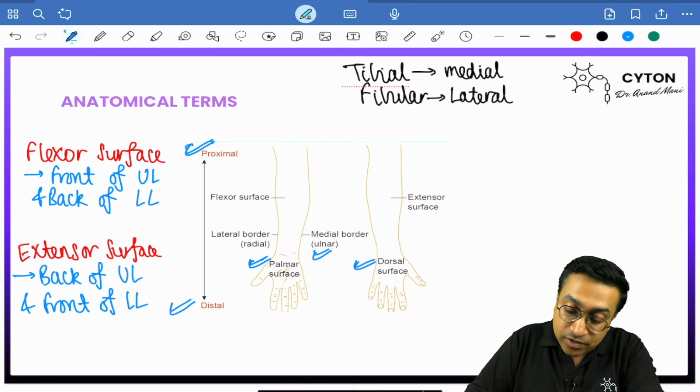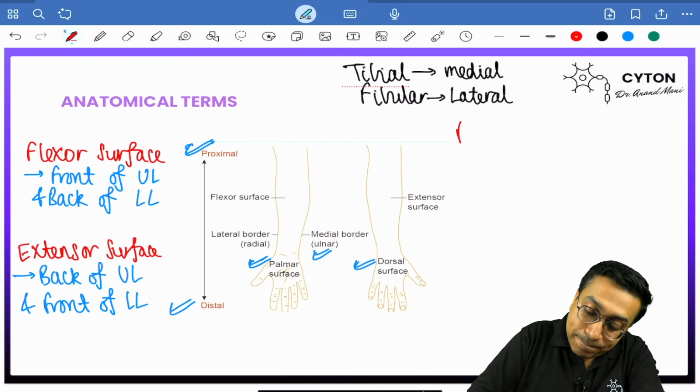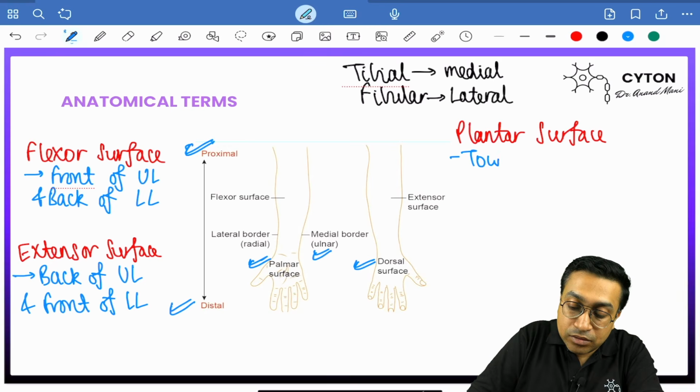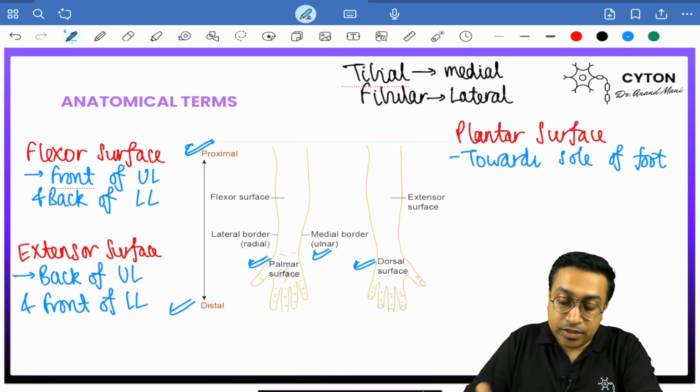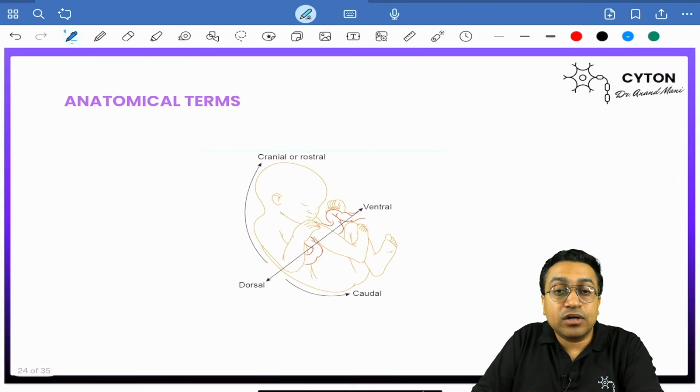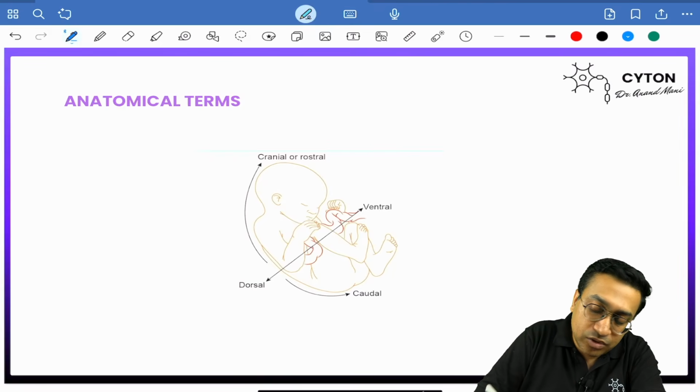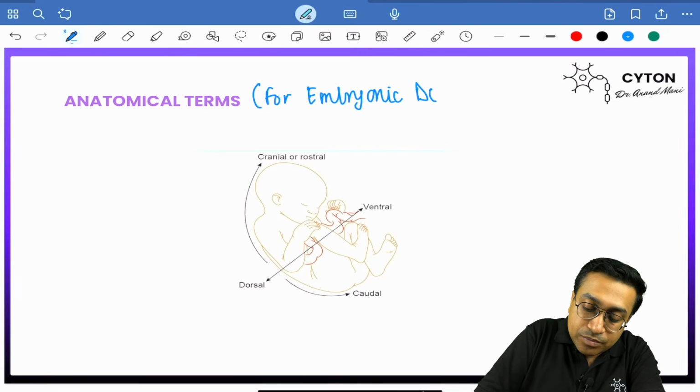Then you have something known as the plantar surface. Plantar surface. Okay, plantar surface is towards the sole of the foot. Towards the sole of the foot. Okay, simple. Then we come on to the next, that is the anatomical terms related to the embryonic descriptions. Okay, so these classically you will hear in the embryo, for embryonic descriptions.